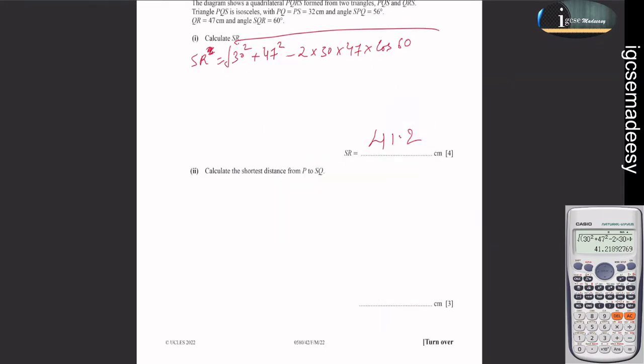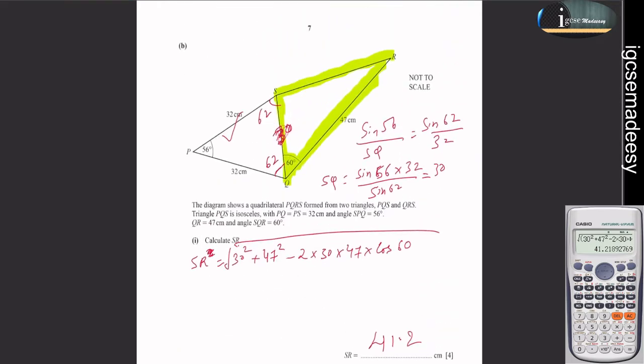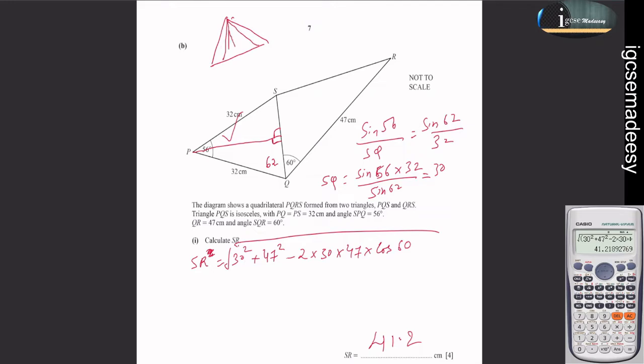Part 2 says calculate the shortest distance from P to SQ. So the shortest distance, we have to write this as 62. The shortest distance from P to SQ will be a perpendicular line making a 90-degree angle. You should know that in a triangle, if we want to find the shortest distance, this cannot be the shortest one, this cannot be the shortest one. It can only be the 90-degree line exactly, so it's called a perpendicular line. So here also the shortest distance is actually a perpendicular line.